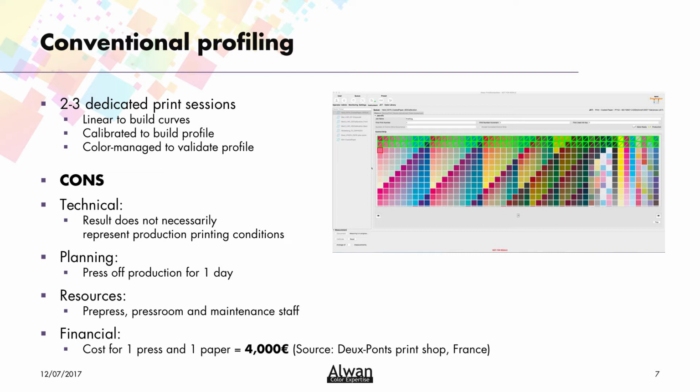Then we will print an IT8 applying these adjustment curves in order to measure the print and build the press profiles. And for those of us who have time and the ability to do so, we will have a third print to check that the proof and the press match, that the profile is accurate, that it is smooth, and that everything went well in the calibration and profiling operations. So 3 dedicated print sessions on a press.